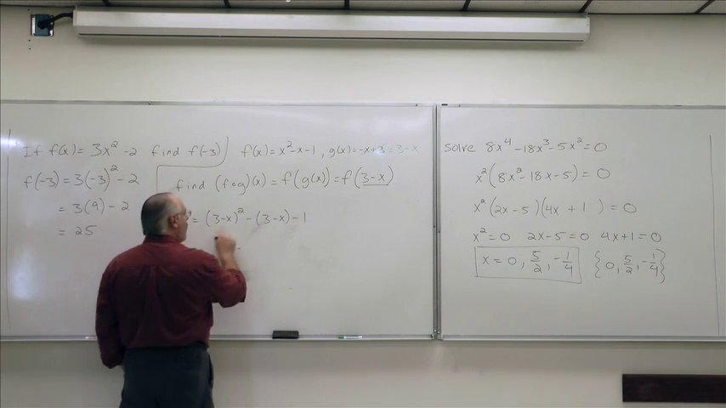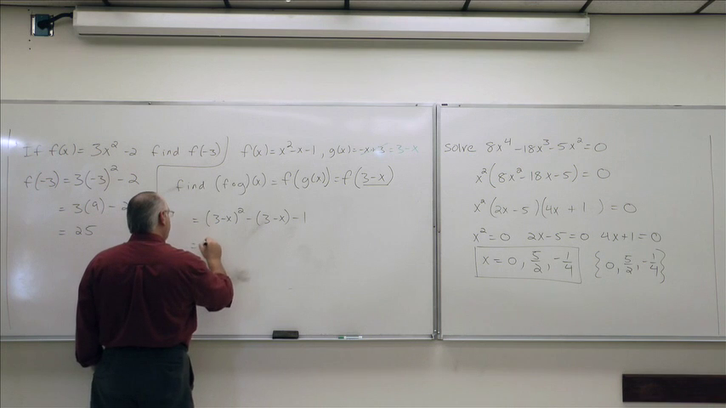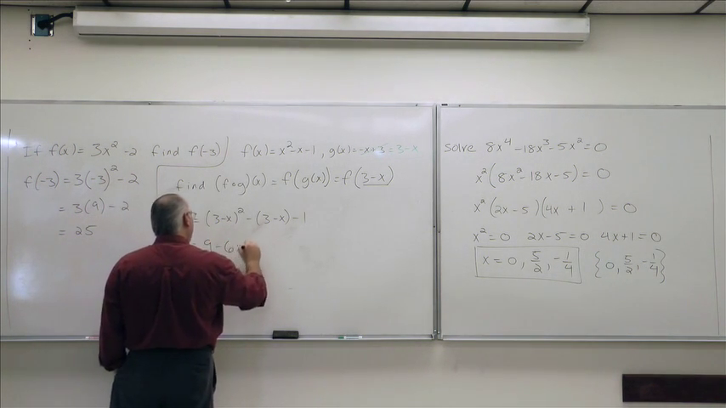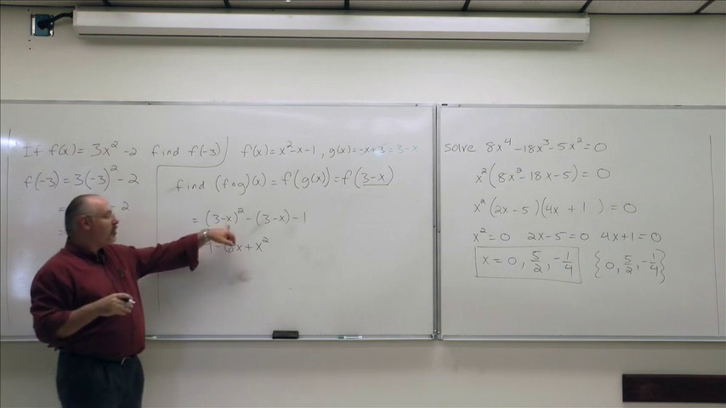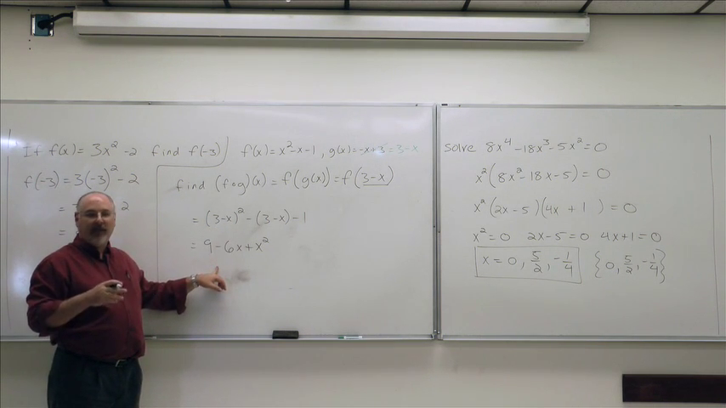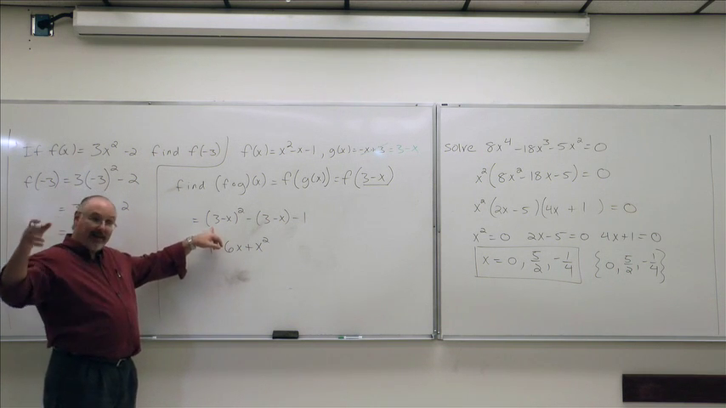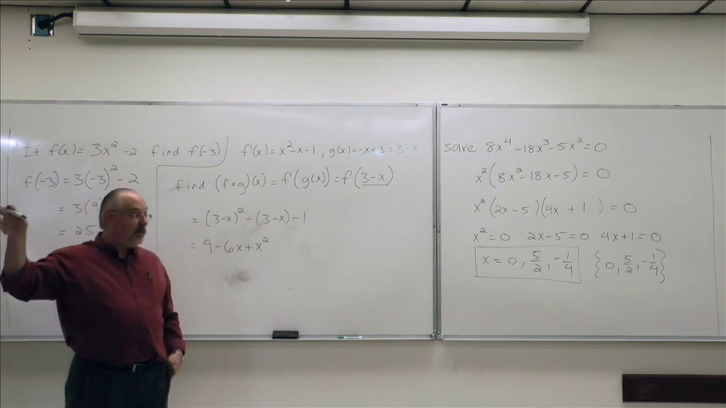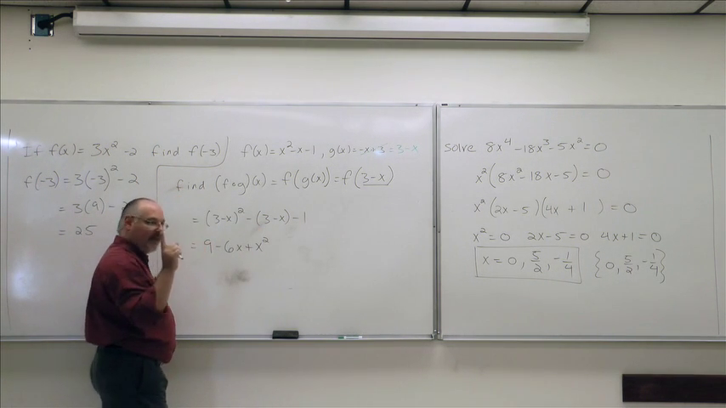So now we've got to square this binomial, and please square it correctly. This is actually 9 minus 6x plus x squared. You can either use the shortcut for squaring a binomial, a squared minus 2ab plus b squared, or you can write it 3 minus x times 3 minus x and distribute. That's up to you. Here, distribute your negative.